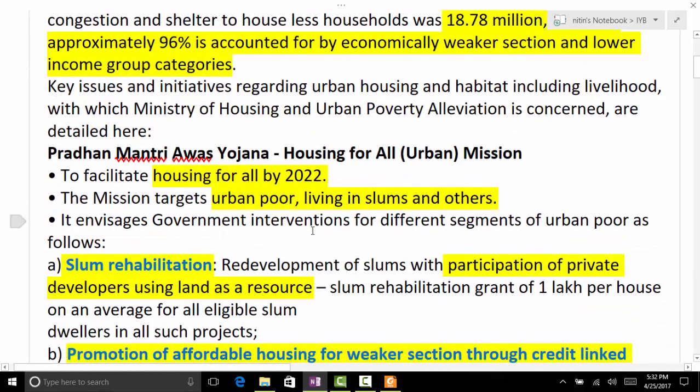Now we have housing for all. Pradhan Mantri Awas Yojana, housing for all mission. Housing for all, urban. Here we have urban. So housing for all by 2022. You know the date, you know this year definitely. Why is this year important for us? 75 years of independence. Exactly correct.